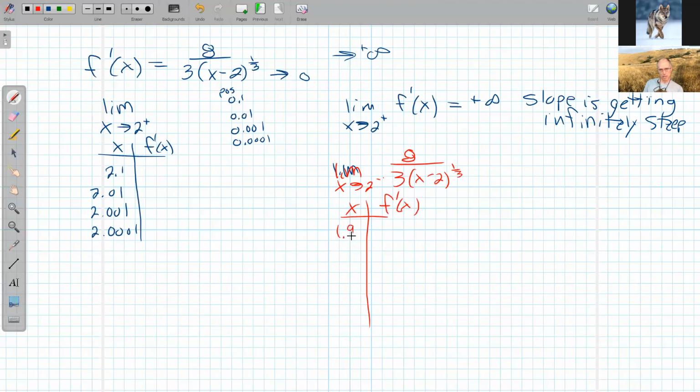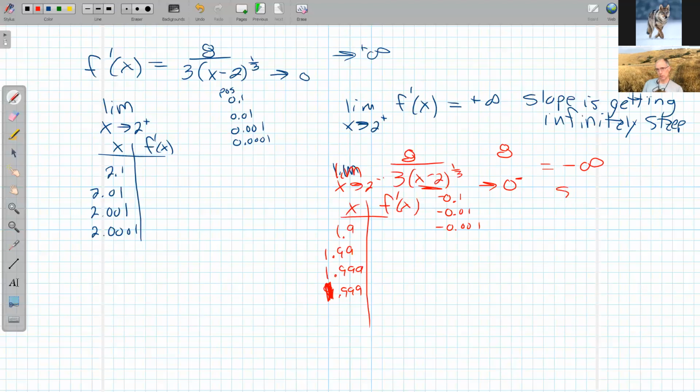Now here I'm doing like 1.9 and 1.99, 1.999, and so on. If we take any of these numbers and we subtract it from 2, then just that chunk right there, 1.9 minus 2 is negative 0.1. 1.99 minus 2 is negative 0.01. Negative 0.001. And then we're taking the cube root of that, so it's staying negative. So I have this small negative number. So here I'm heading towards 0 on the left side, the negative side. 8 divided by a small negative number is going to end up being a big negative number. So it's still getting infinitely steep, but negative.